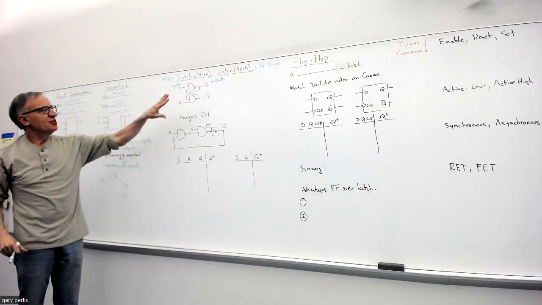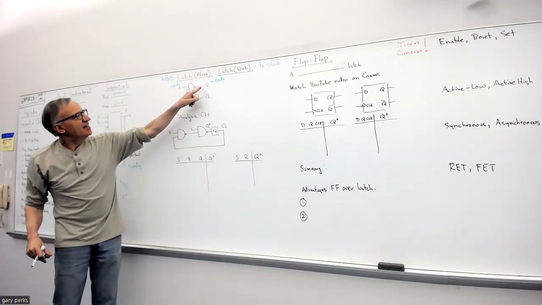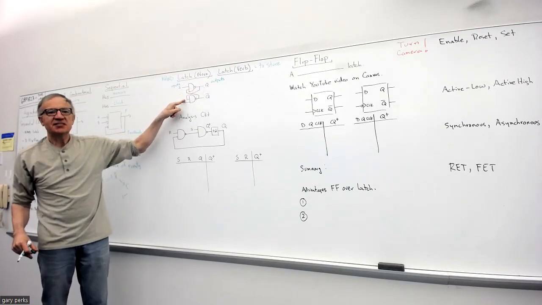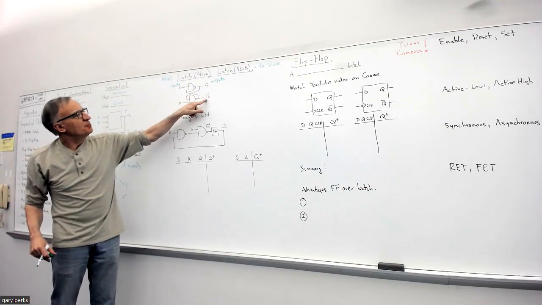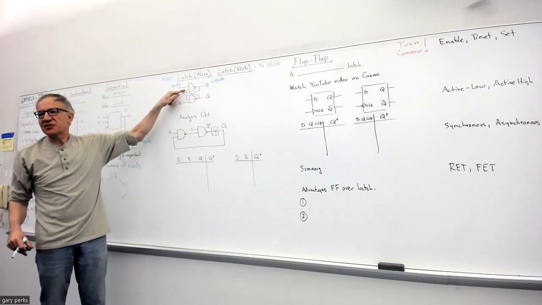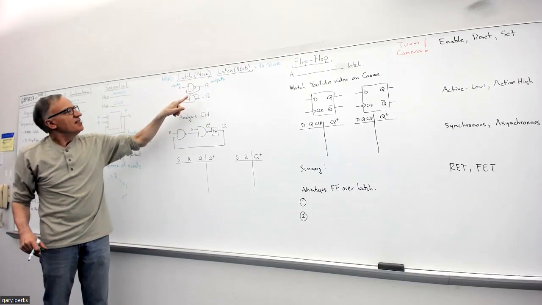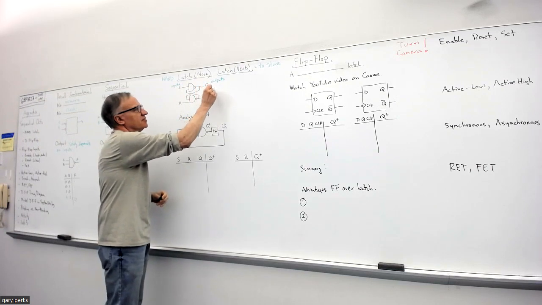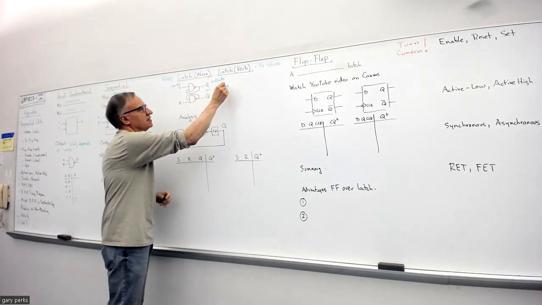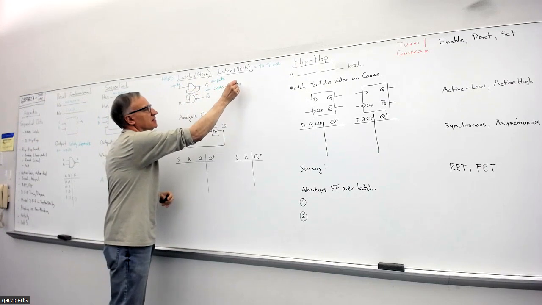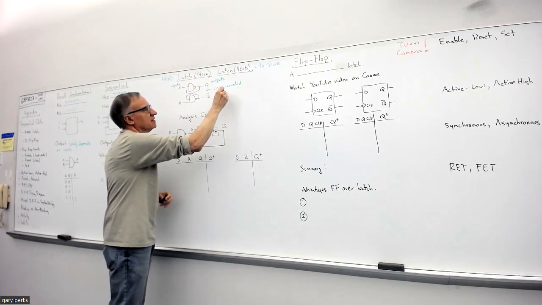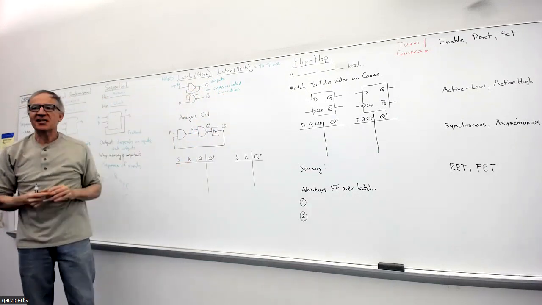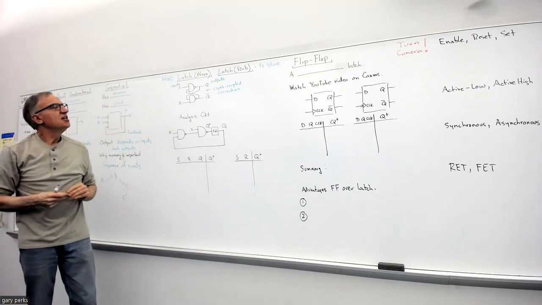And the peculiar feature of this is that this output Q connects down to one of the inputs of this NAND gate. And then this output not Q connects to one of the inputs of this one. That type of connection is called cross-coupled. You kind of see where the name comes from, right? Because in the diagram, those connections are crossing.